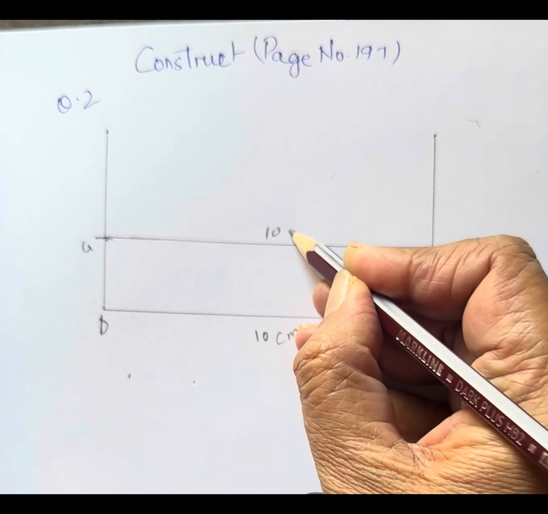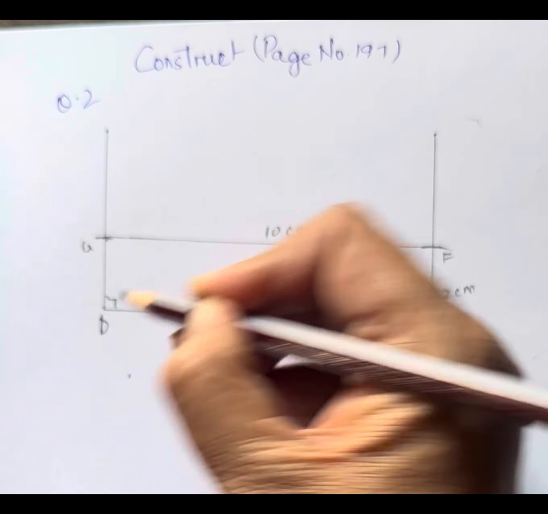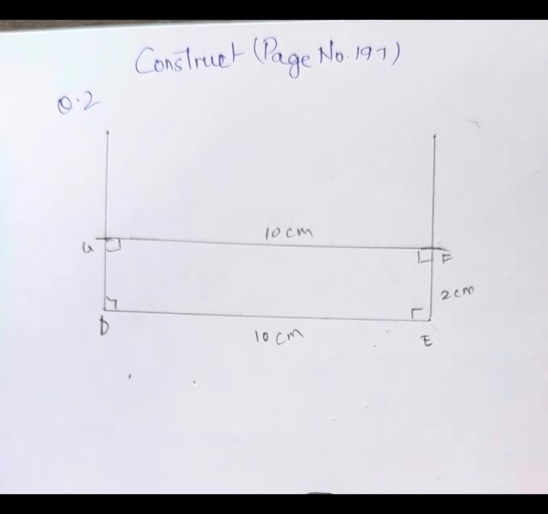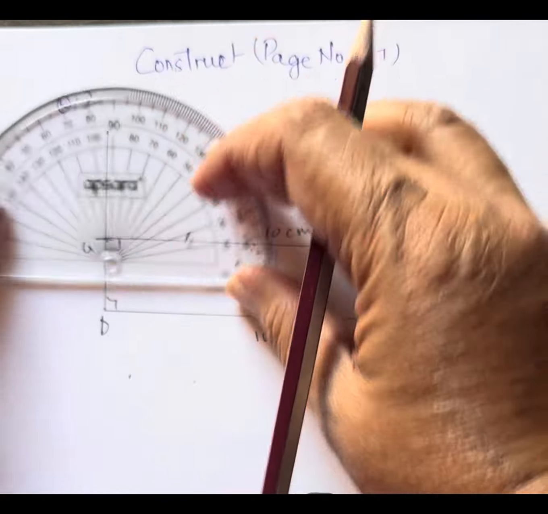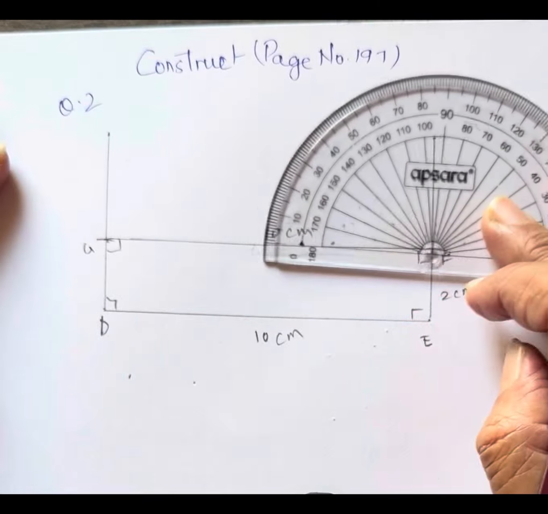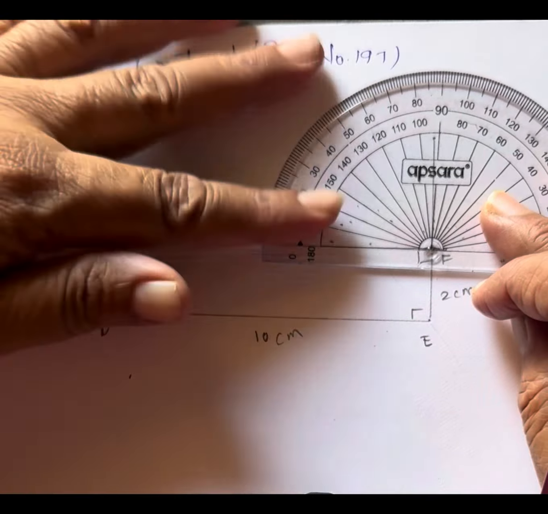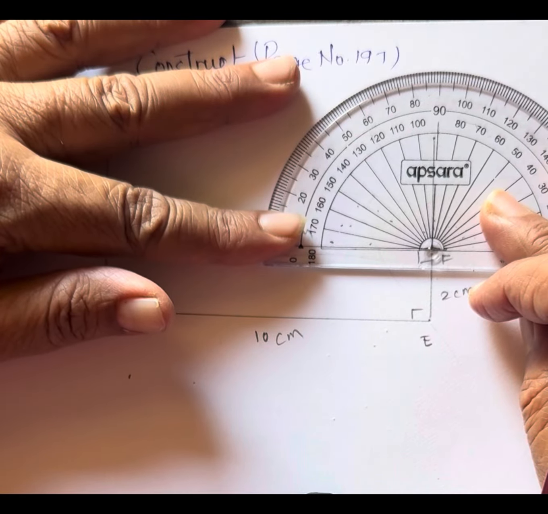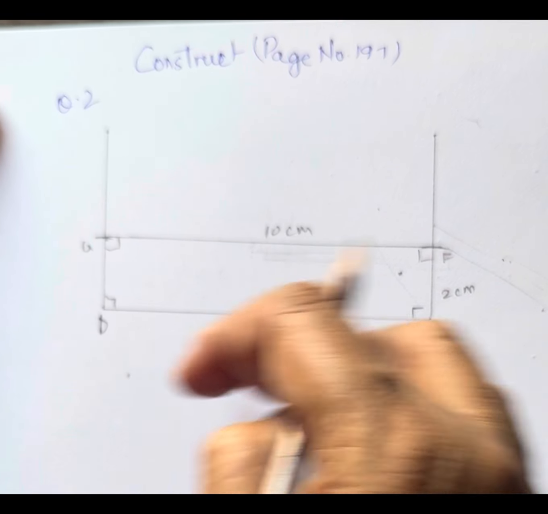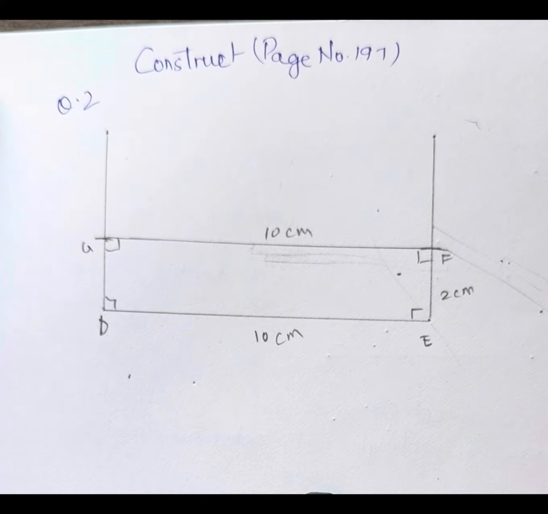So opposite sides are equal, all angles are right angles. Okay, if you want, you can check using protractor. Sides we have already checked. So here also you see it is 90°. This side also it is 90°. Okay, and we have already taken this as 90°. So then we write down the answer.